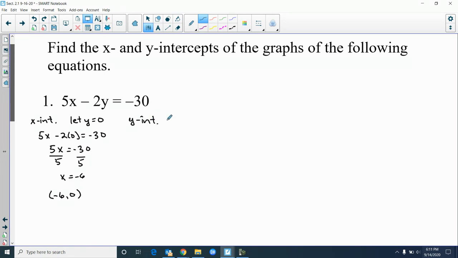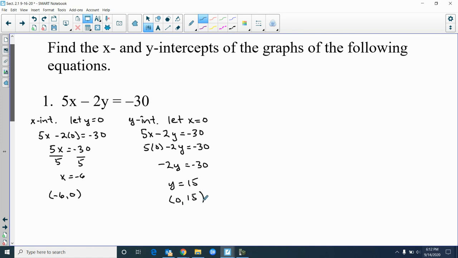Y-intercept, let x equal 0. So I got 5x minus 2y equals negative 30. You're going to take the x out, plug in 0. Negative 2y equals negative 30. Divide by negative 2, I get 15. So I get 0, comma 15.